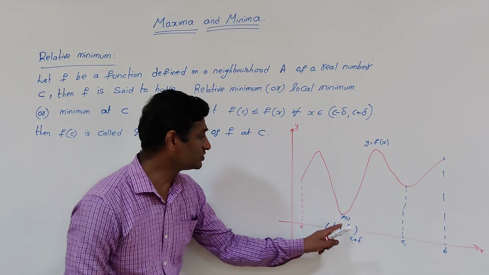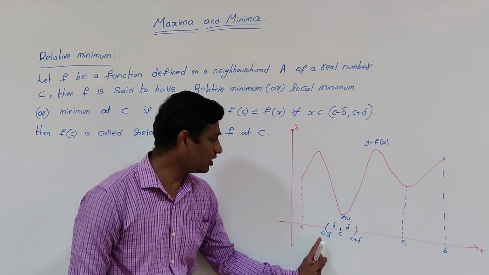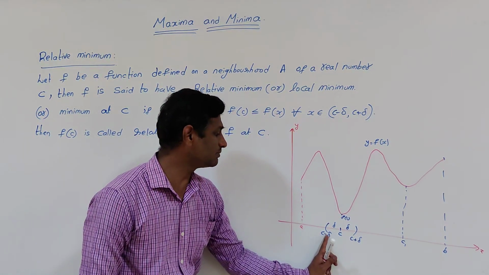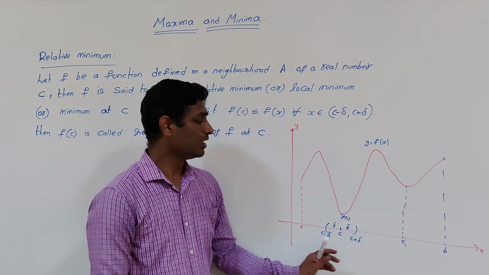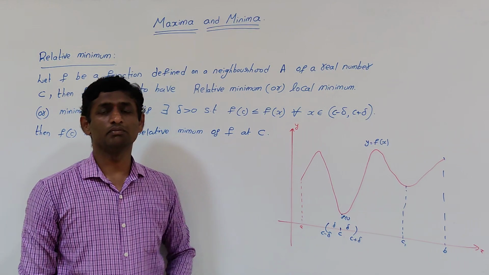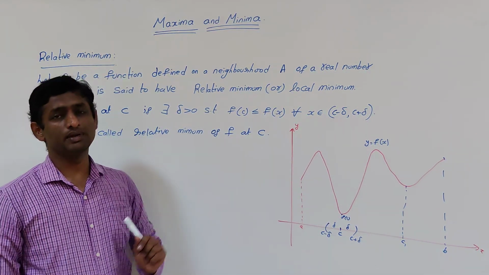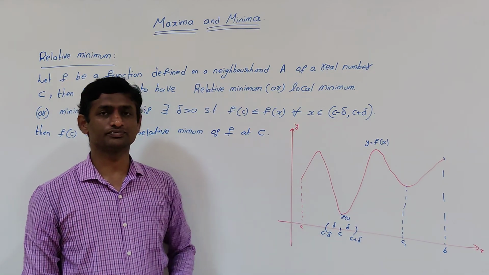Means f of C is less than f of x for all x belongs to C minus delta to C plus delta only. Means for a particular interval, f of C will be the local minimum. So this f of C is called the local minimum at what point? At x is equal to C.